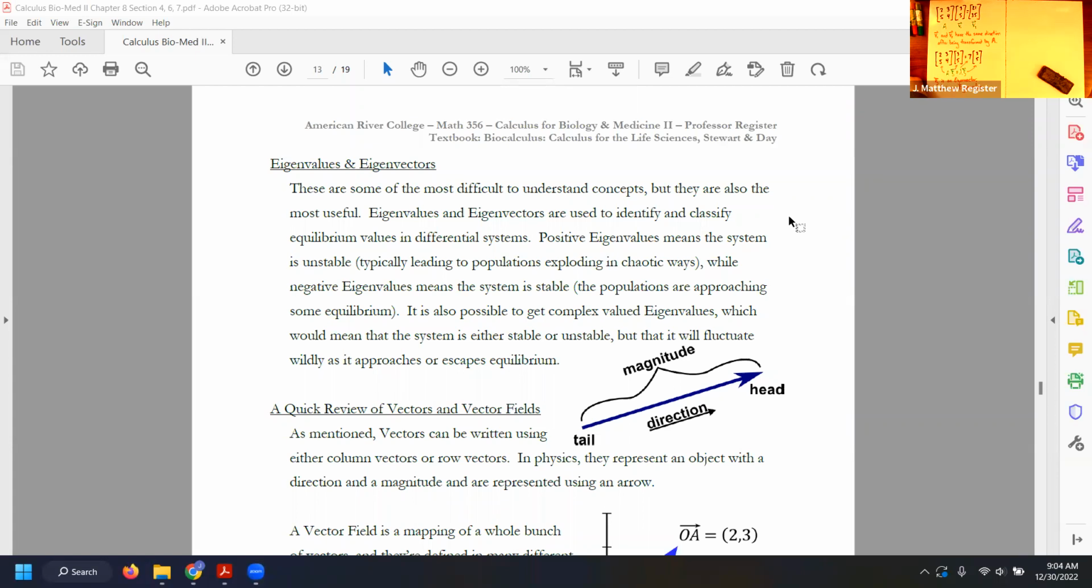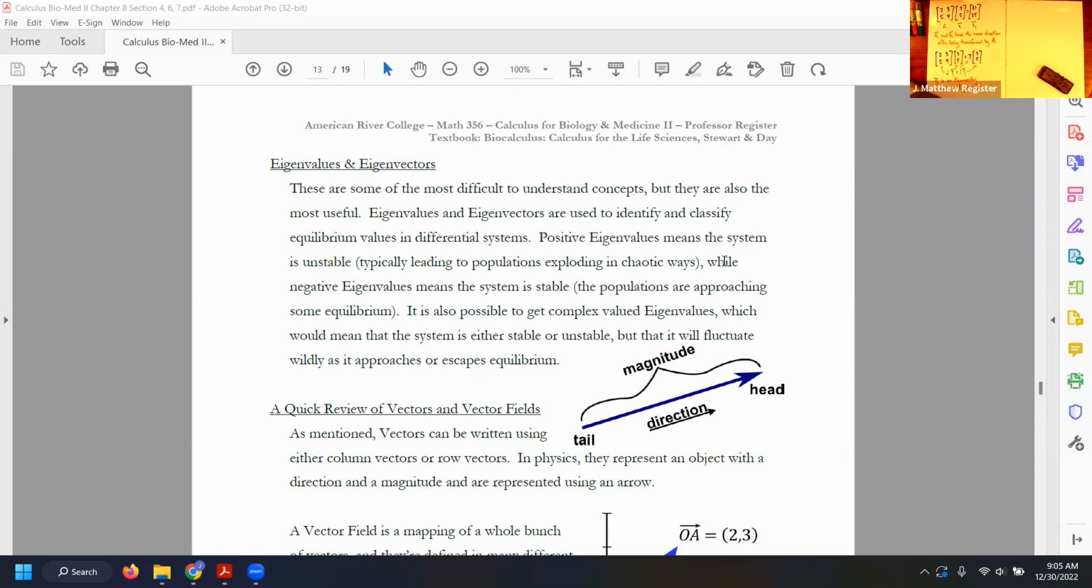Hi there, folks. Today we are going to talk about eigenvalues and eigenvectors. Now, eigenvalues and eigenvectors can be some of the most difficult things to understand, but sometimes folks find them the easiest to understand. We're going to hopefully explain it in a way where it is the easiest to understand, but we shall see. Here's just a brief overview of what they're about, though.